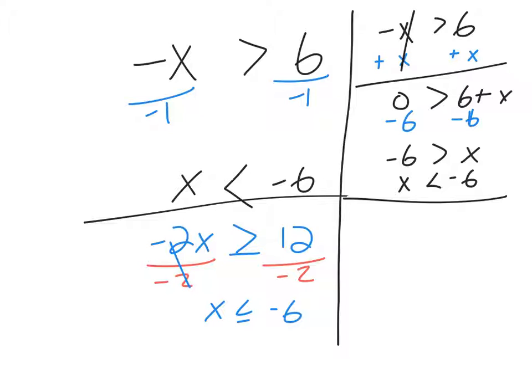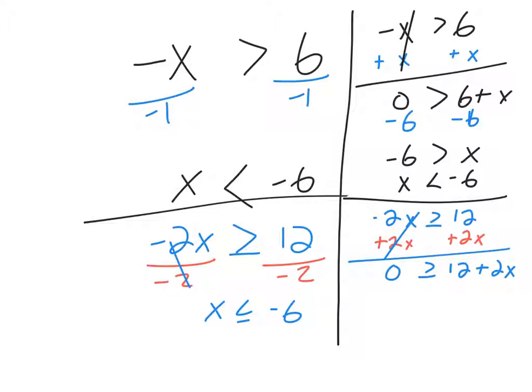Let's do that again with the blue problem. Negative 2x is greater than or equal to 12. If I were to add 2x to both sides, well, that'd be 0 is greater than or equal to 12 plus 2x. I could then subtract 12 from both sides. I would have negative 12 greater than or equal to 2x. Could divide both sides by 2. And I would have negative 6 is greater than or equal to x, which I could mirror over as saying x is less than or equal to negative 6. So again, I have the same thing. So that's just a demonstration as to why that rule works.